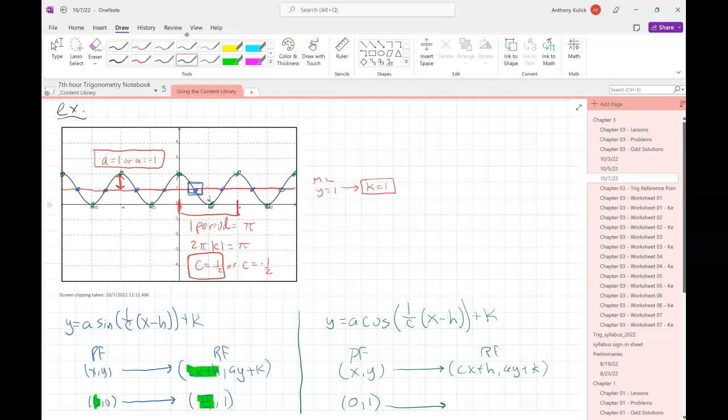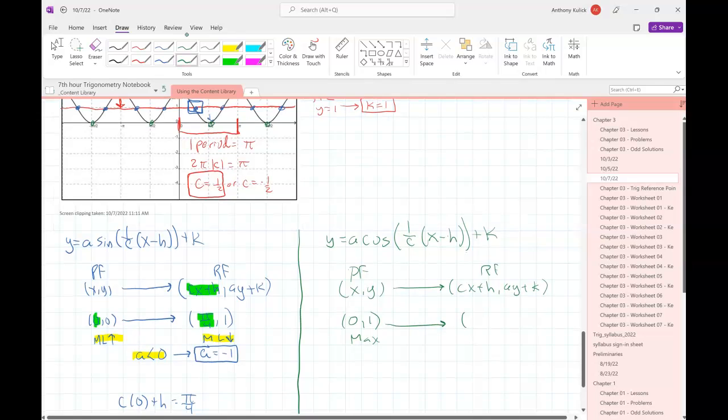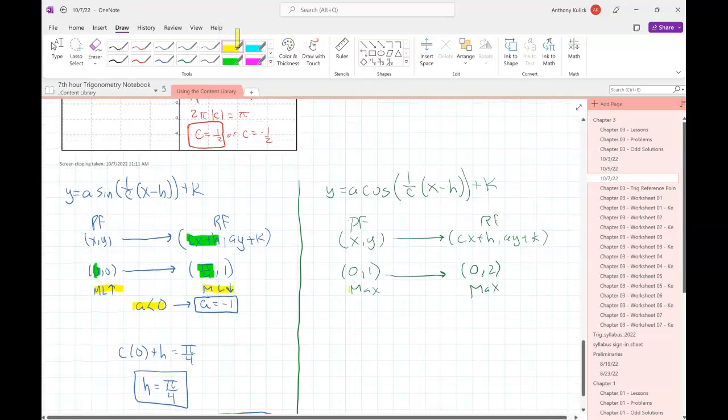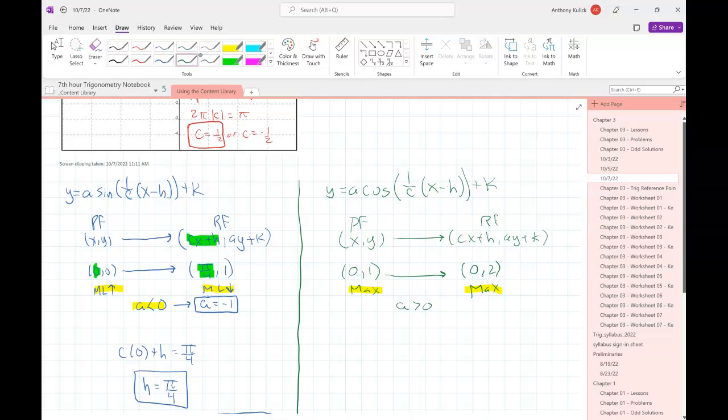Which one do you suppose Mr. Kulik's going to pick? I'll pick that one, just because the numbers are small. That's the point pi over 2, which was a maximum. Because they're both maxima, what does that tell me? It tells me A is positive.